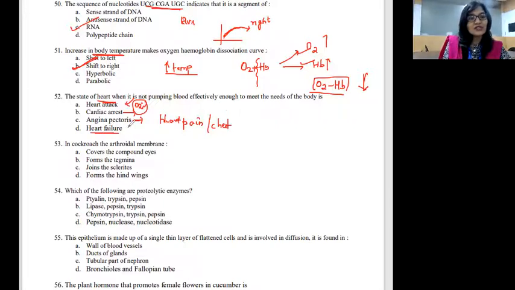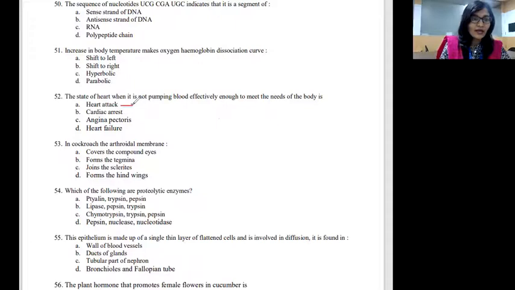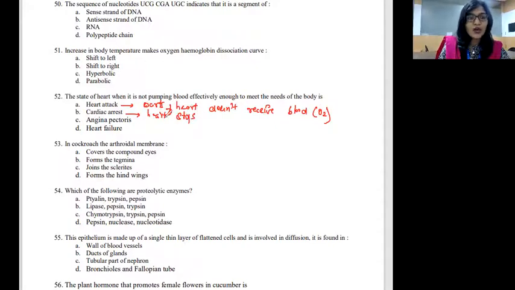That is going to be angina. Heart failure is the situation where the heart is not able to pump blood effectively to reach the entire body. Let me explain it again. Heart attack is myocardial infarction. What exactly happened? Some regions of the heart don't receive blood, or we can say oxygen is not received. Cardiac arrest, what exactly happened? The heart stops functioning, just stops working.